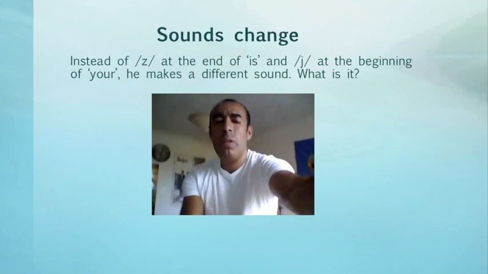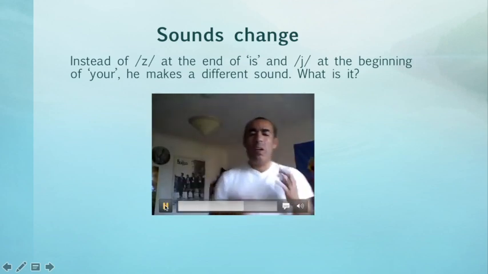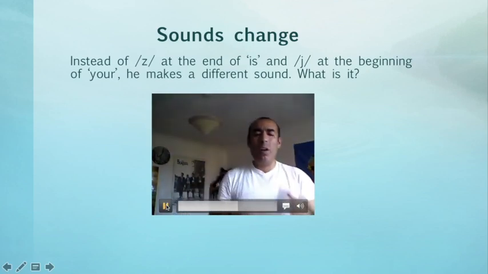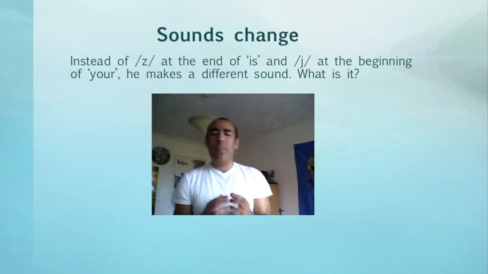However, instead of the z sound at the end of is and the y sound at the beginning of your, he makes a different sound. What is it? He makes the sound zh, which kind of this symbol here is like a little letter three. So that can be confusing when English language learners are trying to hear individual words. So why is this other sound inserted in between is and your?